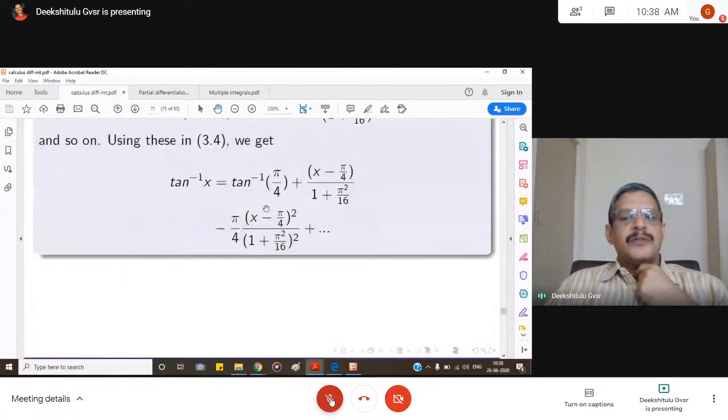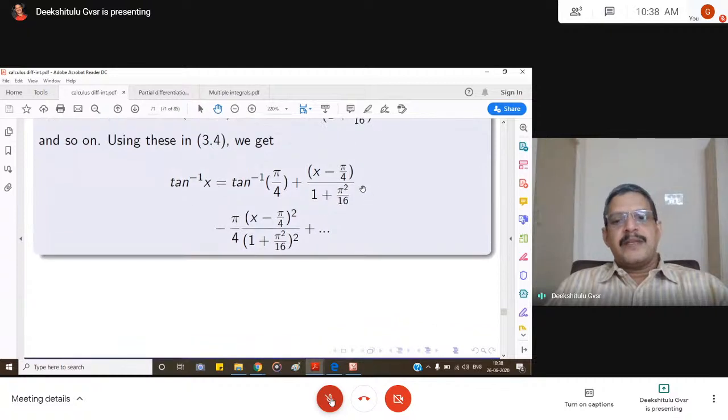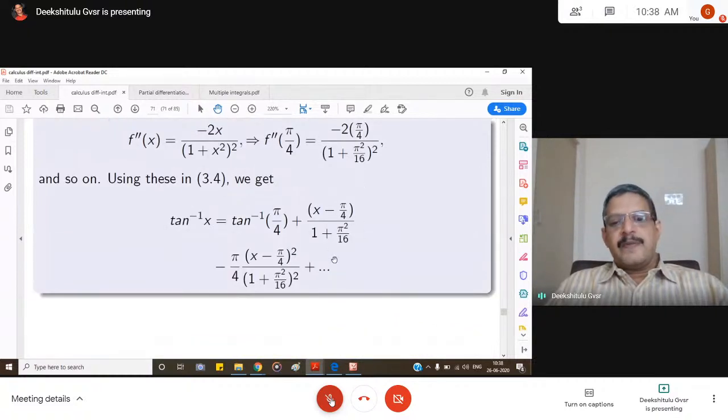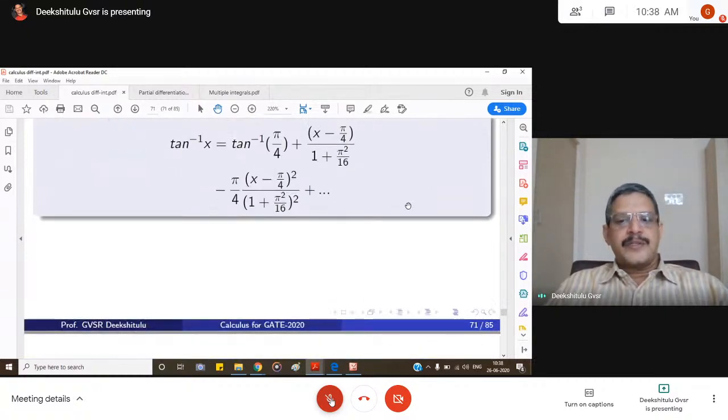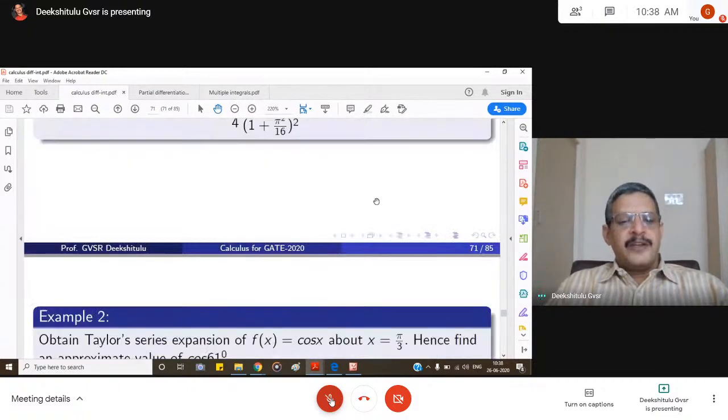So this is finally what we get: tan inverse x is equal to tan inverse pi by 4 plus (x minus pi by 4) by (1 plus pi square by 16), and so on and so forth. This is how we get the series expansion of any function.